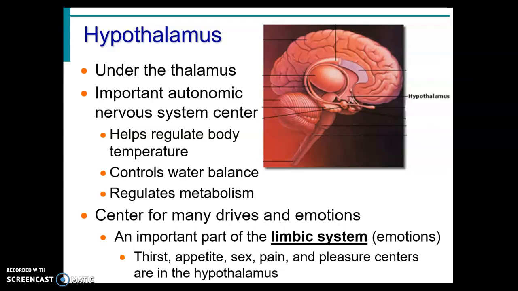All those things are controlled from the hypothalamus. So obviously it's an extremely important part of the brain, and it's a relay station for the endocrine system, which regulates hormones and everything. So water balance, all kinds of things, the way that you break down food when you eat it, all that stuff. And an important part of that hypothalamus is the limbic system.